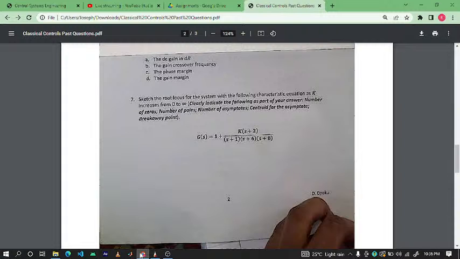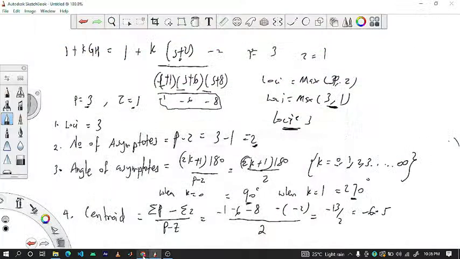Now, there's one thing left for us to find. You have to find the breakaway point. But before we find the breakaway point, usually after you find these things, you make a rough sketch somewhere. Then after you find your breakaway point, you come and do your original sketch.